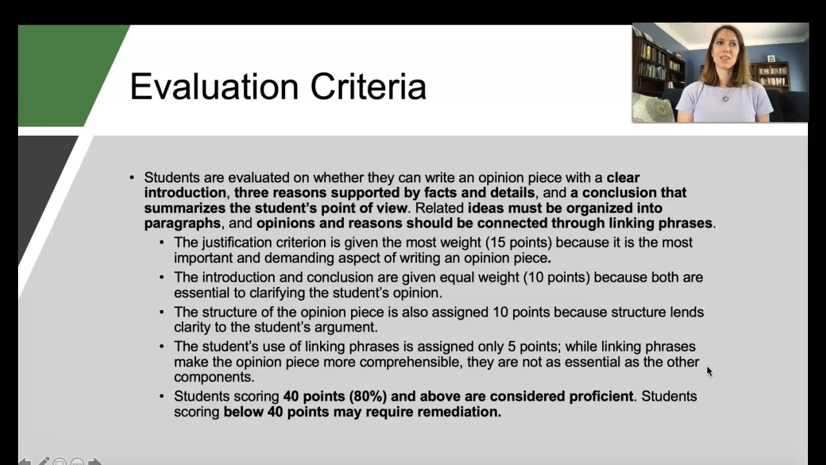In fact, 80% is often what we choose as our proficiency mark when we are assigning tasks as professors at this university. So in the case of this particular opinion writing essay, students who score at 40 points or above, which is 80%, 40 divided by 50 is 80, right? 80%, are students that are considered proficient. So students that score below 40 points on this essay assignment would be considered students that may be in need of some remediation.